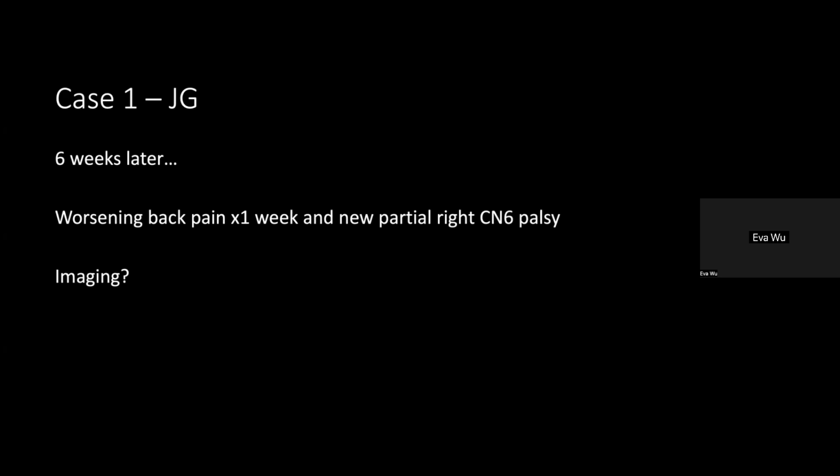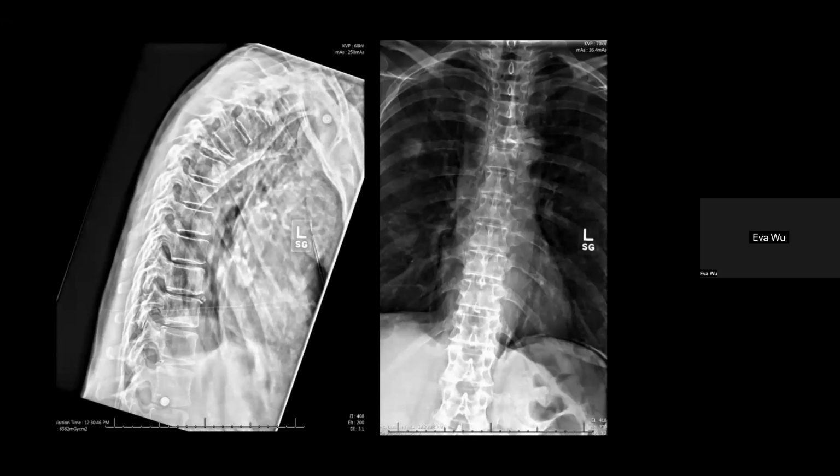Okay, so they ended up first getting an X-ray. So what do you see on the X-ray? Yeah, so I can see there's an upper thoracic severe pathological compression fracture with kyphosis. So yeah, that's the cause of her back pain.